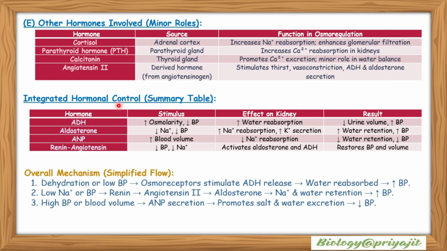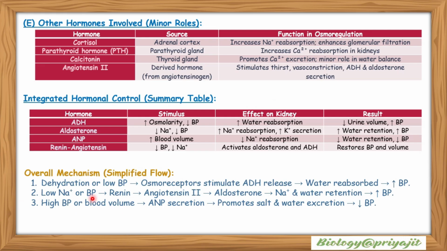So what is the integrated hormonal control? ADH, aldosterone, ANP and renin angiotensin. These hormones act on kidney and regulate the water balance in our body by controlling the water retention, blood pressure, urine volume, etc. They also cause water reabsorption, Na plus reabsorption, potassium plus secretion, and activate aldosterone and ADH, and ultimately they affect the kidney.